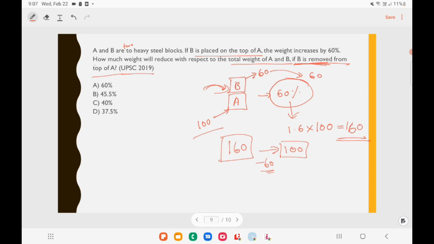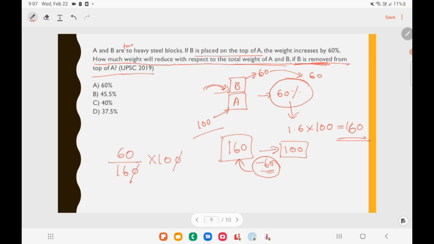So then we need to find out how much weight will reduce with respect to the total weight of A and B. So here the reduced weight was 60. Then we need to find out 60 is what percentage of 160. That means 60 divided by 160 into 100.